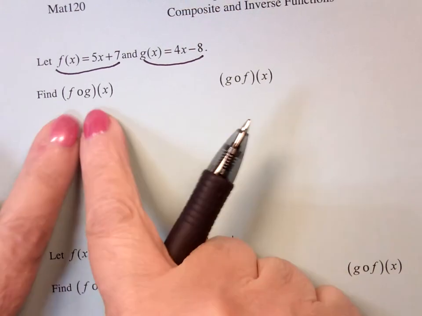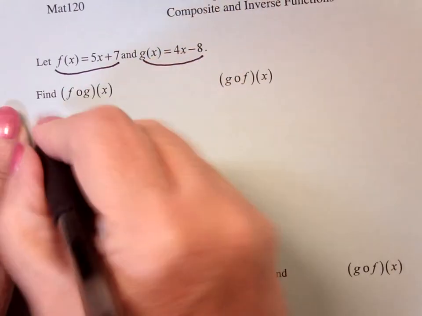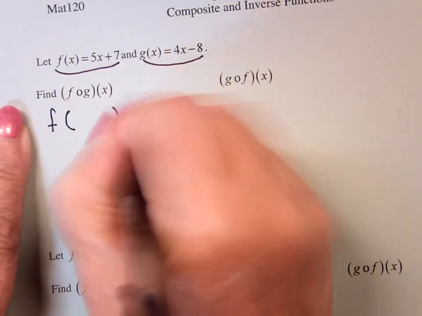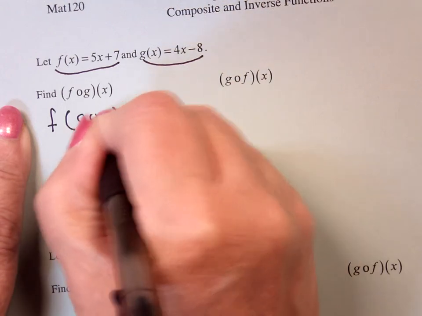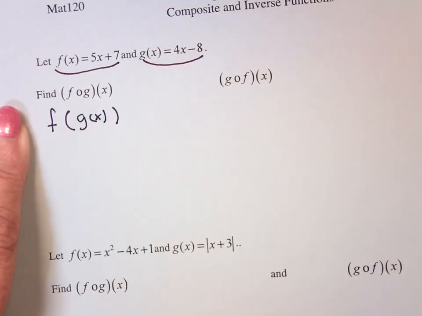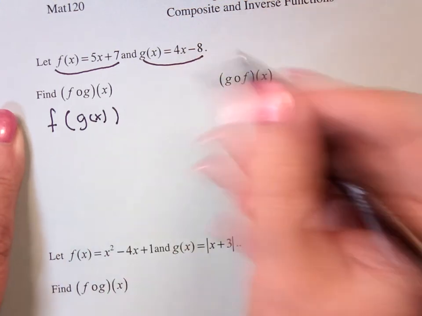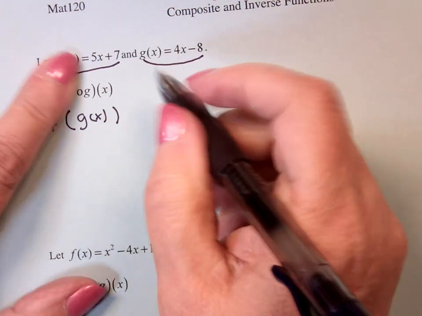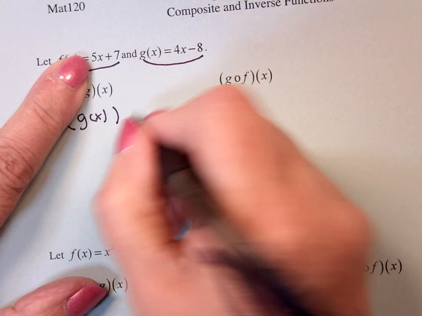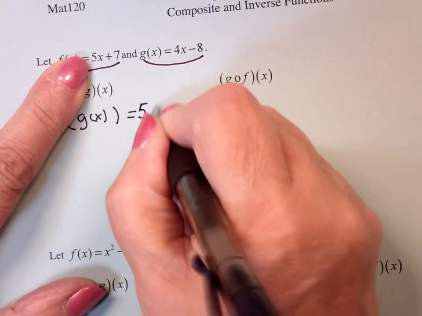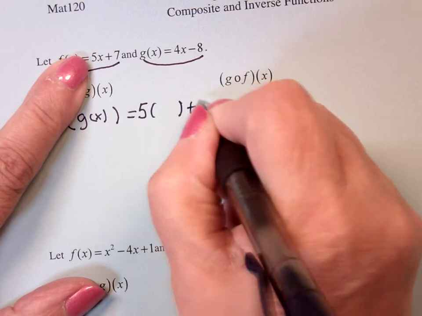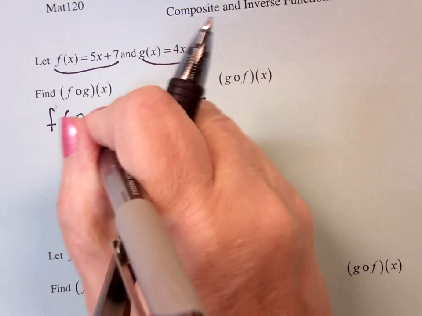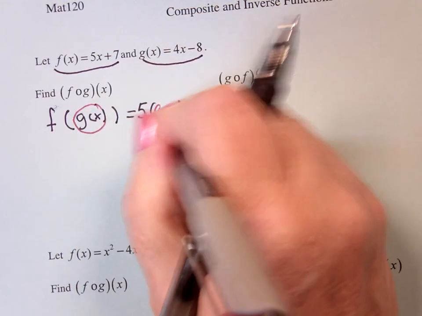And it says, I want f o g, which says in the function f, wherever there is an x, you're going to put the function g of x. Now, if I look at it, f is 5x plus 7. And it says I'm going to pull the x out, and wherever there was an x in that original function, I'm going to put g.